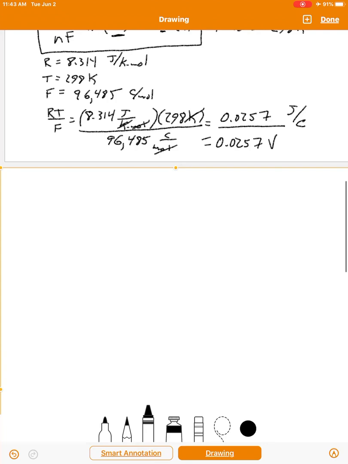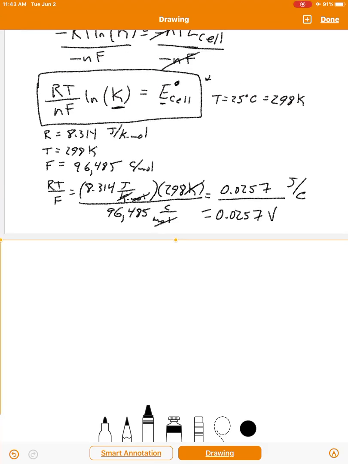So now what we have is 0.0257 in the unit of volts divided by n, because we still have this n down here. We did RT over F, but we still have the n. So that's in volts times ln K, and that would be equal to the standard cell potential. This is a little easier to calculate. Instead of putting in the value of R, the value of T, and the value of F every time, we can just use that value 0.0257 in the unit of volts.